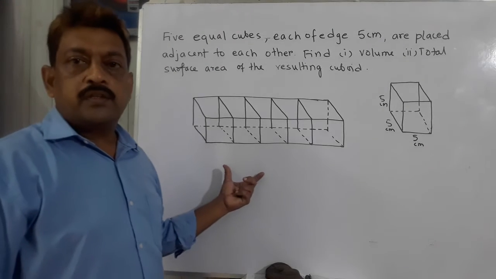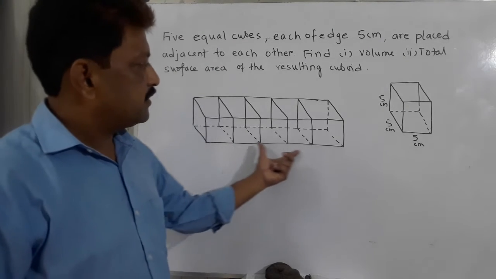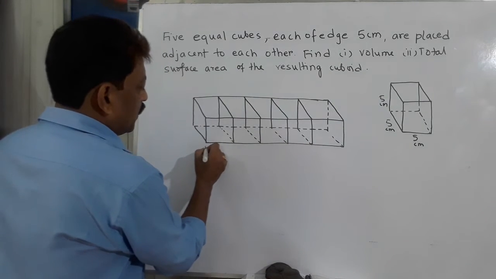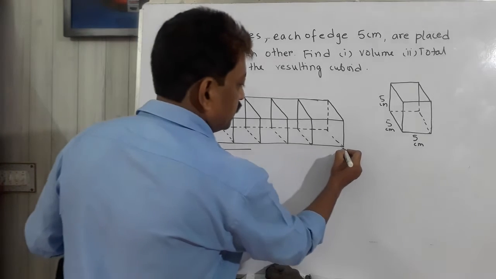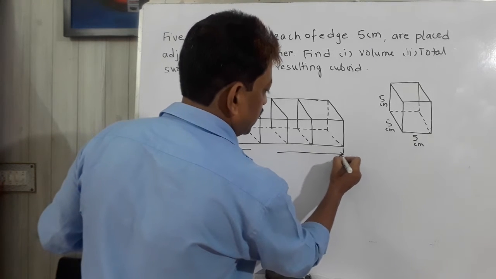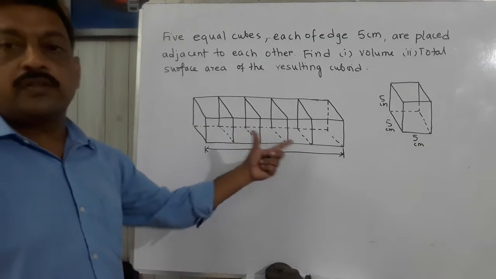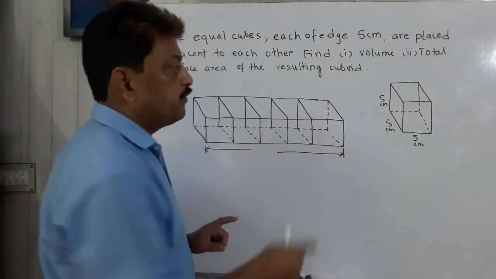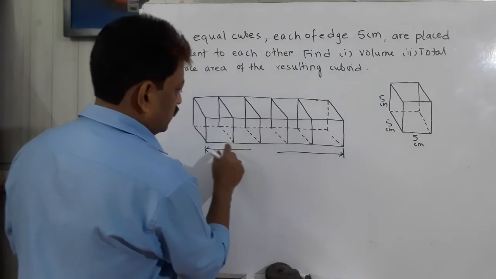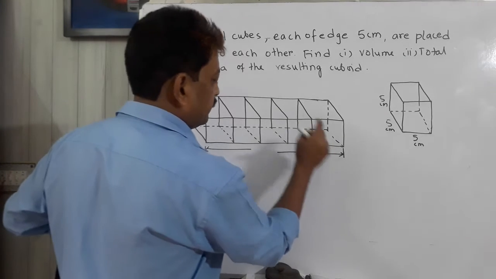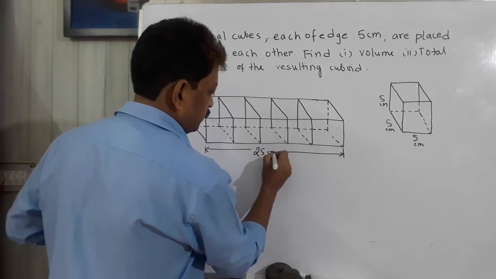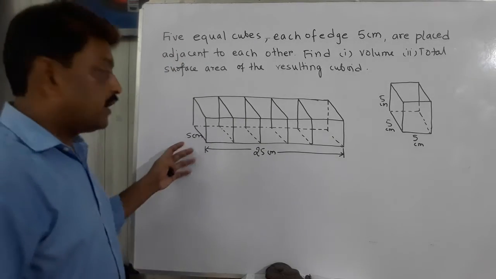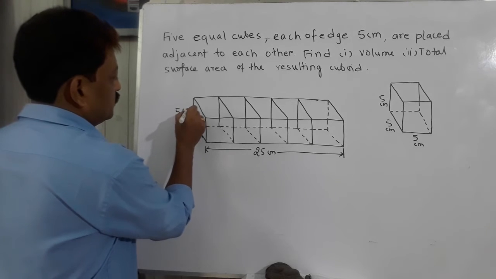So here, as you can see, 5 cubes are placed side by side, adjacent to each other. What will be the total length of this cuboid? Actually, when these 5 cubes are placed side by side, then as you can see from the diagram, a cuboid is formed, whose length will be the sum of length of all the 5 cubes. So it is 5 plus 5 plus 5 plus 5 plus 5, that is 25 centimeter. But the width, that is the breadth, will remain same, as well as the height will also remain same.